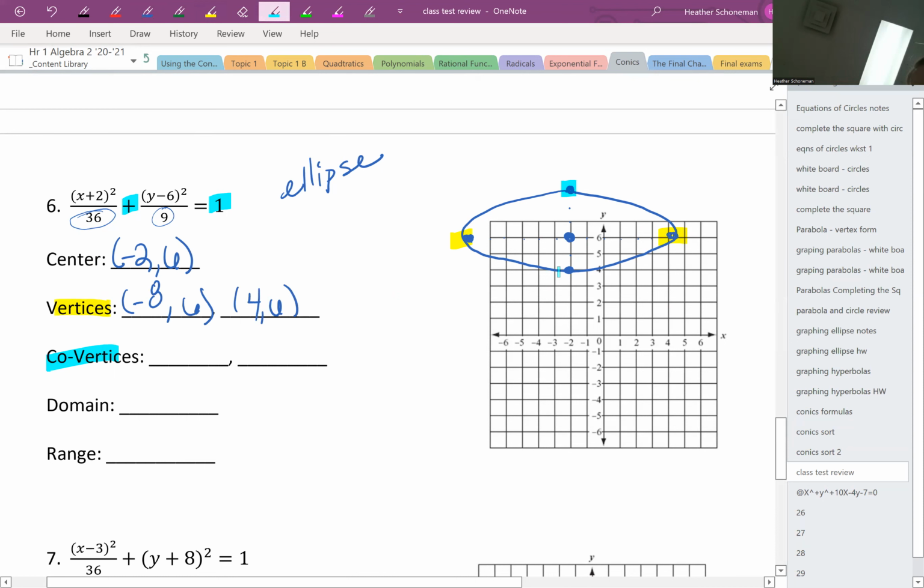And then the co-vertices are on the smaller axis. So we've got -2, 4. And then -2, this goes 2 spaces. So if this is 7, that's got to be 8. So this is 9.